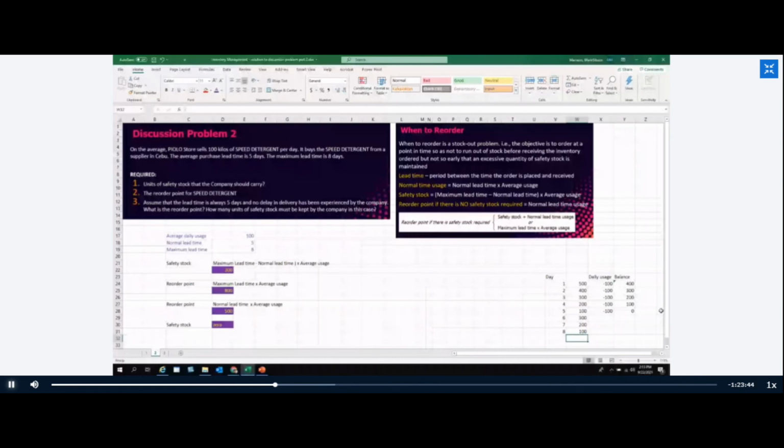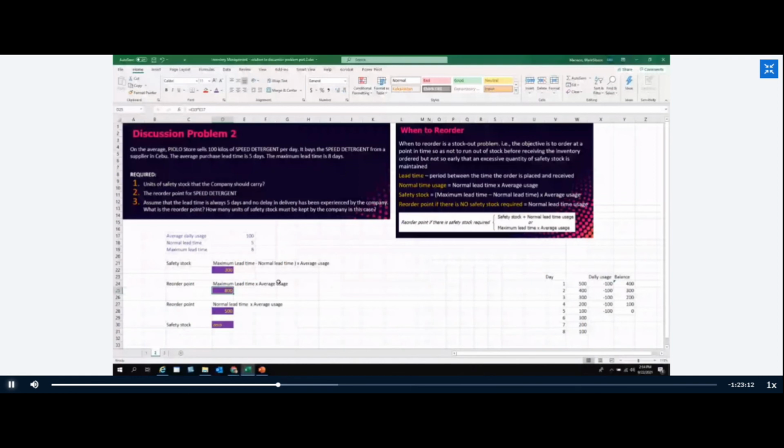So number two, reorder point for speed detergent, no? So ulitin natin ha, pag reorder point, kailan ka dapat mag-order, no? So sabi, if there is a safety stock required, the formula to get the reorder point is maximum lead time multiplied by the average usage, no? So therefore, it's 800. So that's 100 multiplied by 8, no? So 800. So that's the reorder point.